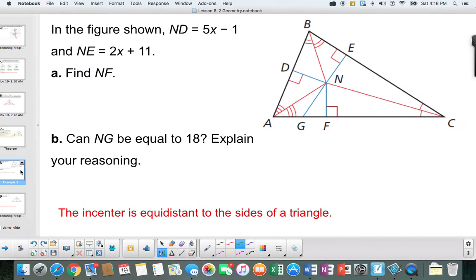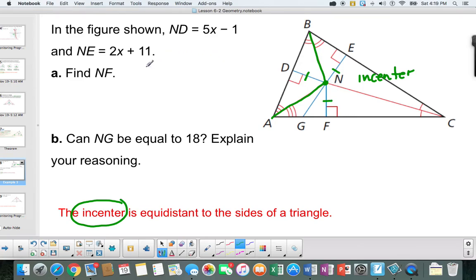All right, let's take a look at a problem, and I'll go ahead and work with you on this one. I want you to notice that N is an incenter. Now, how do I know it's an incenter? I notice it because right here I have an angle bisector, and right here I have an angle bisector. That's the big giveaway. Incenters are created by angle bisectors. Now, once we find the incenter, we know it's equidistant to the sides. So that means NE, ND, and NF are all the same.